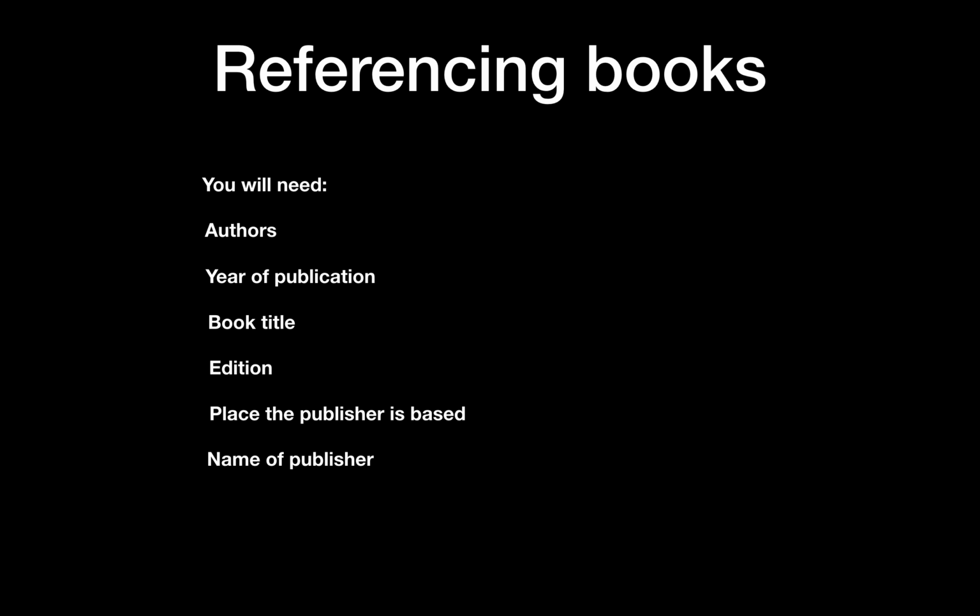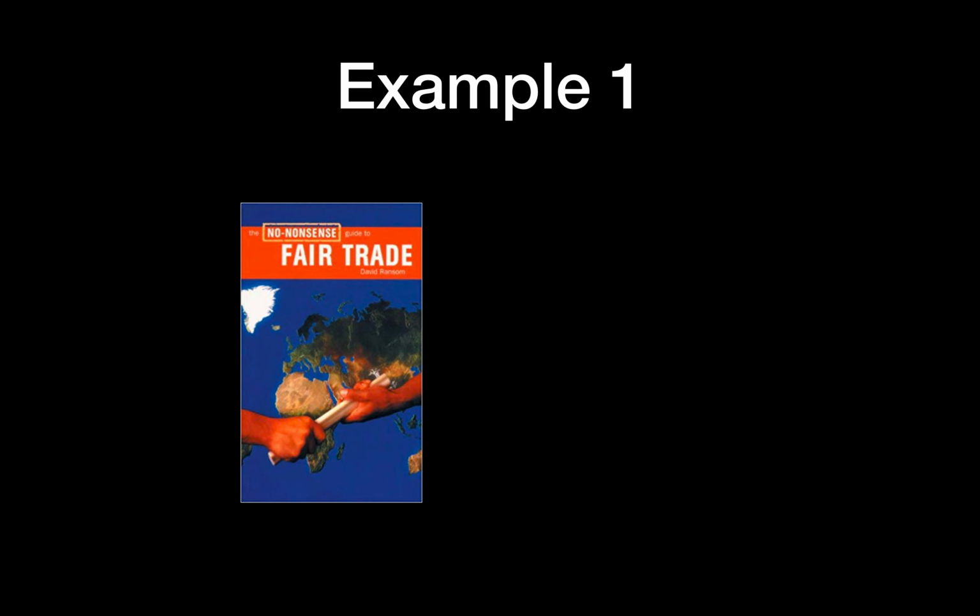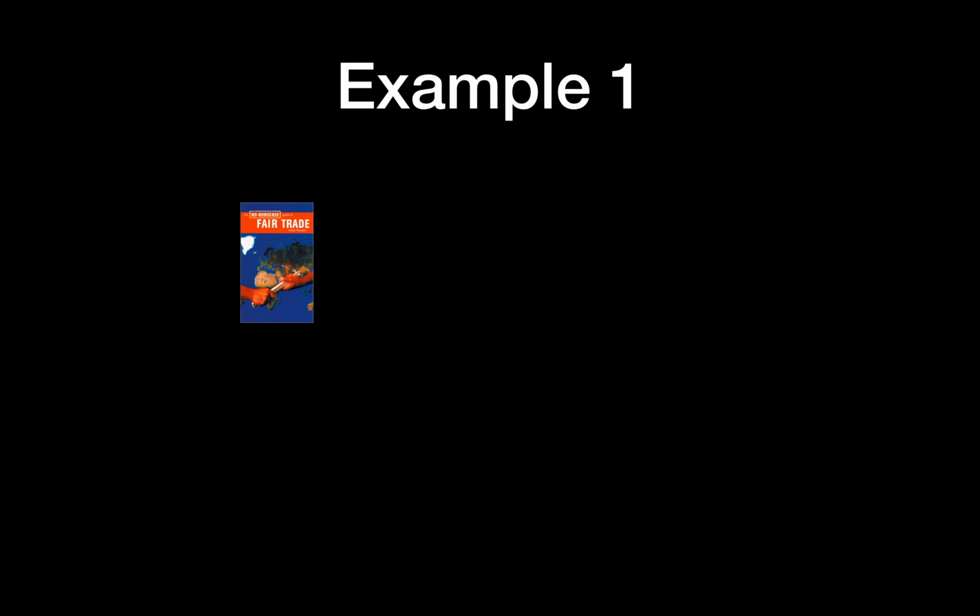However, we don't lay them out like this in our reference list, otherwise our reference list would be pages and pages long. Let's have a look at an example and I'll show you how to lay it out properly. So for example 1, we have a book here. It's called The No-Nonsense Guide to Fair Trade and it's by David Ransom. Let's put the details for this book into a proper reference.